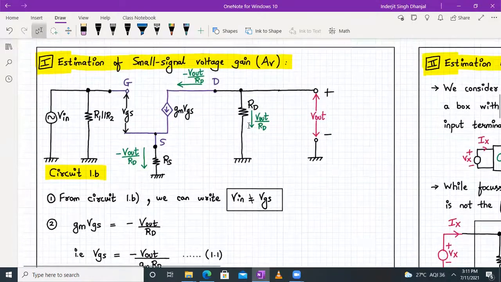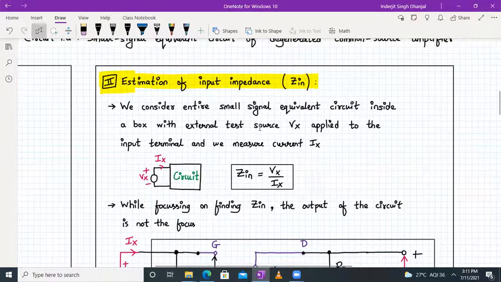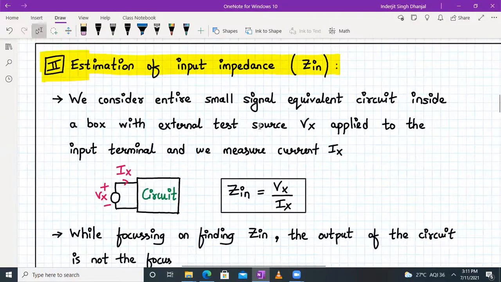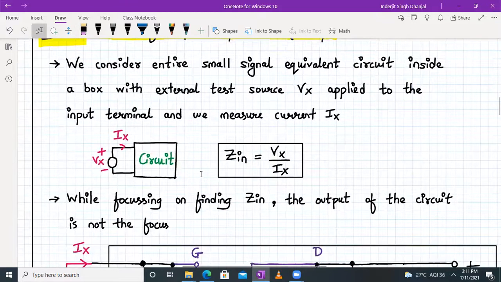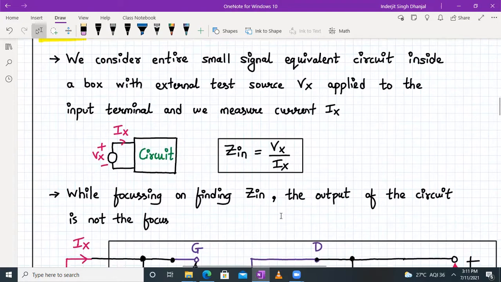Now let us move on and find out the input impedance. As discussed in the last video, we will estimate the input impedance by a technique. What is that technique? We will consider the entire small signal equivalent circuit inside the box. So this is my small signal equivalent circuit, and we will apply the external test source Vx to the input terminal, and we measure the current Ix. So what will be my input impedance Zin? Zin will be Vx upon Ix. Remember, while focusing on the Zin, that is the input impedance, the output of the circuit is not the focus.